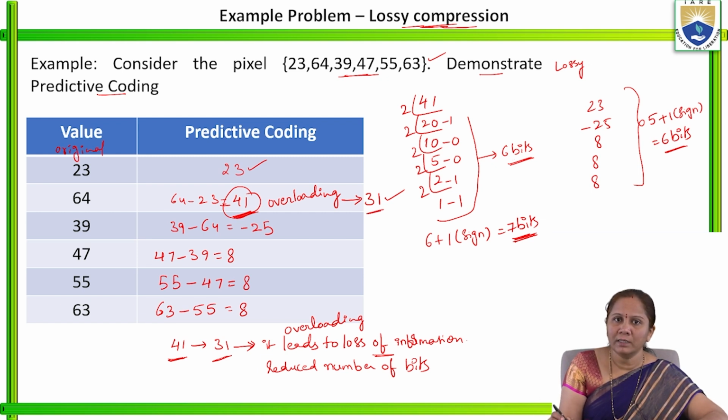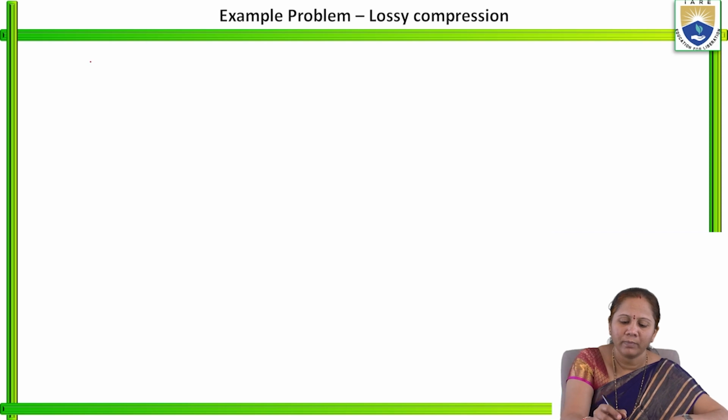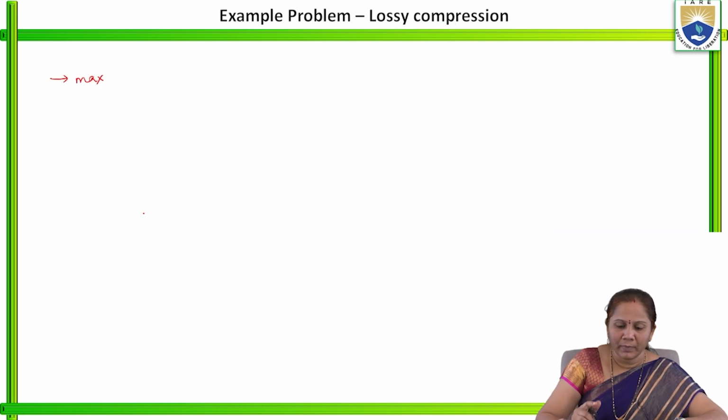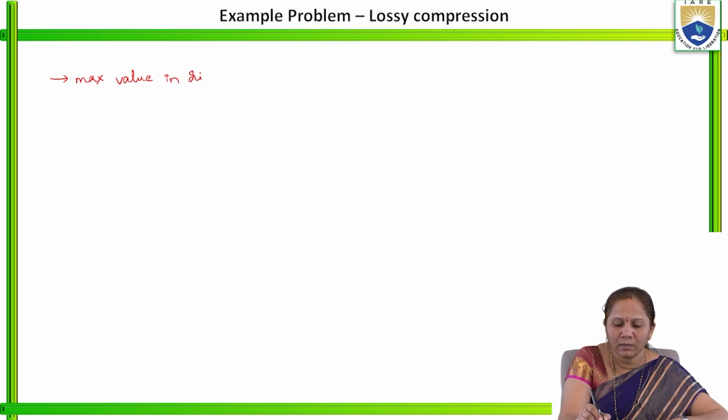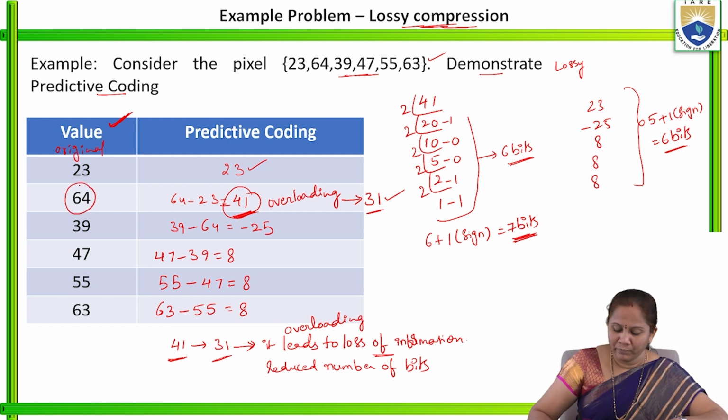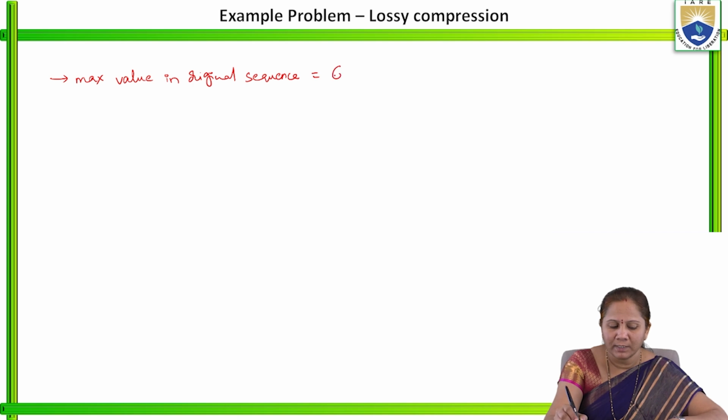Now let us calculate the number of bits. First we see the original value. What is the maximum value in the original sequence? We can see that out of all these pixel values, the maximum value is 64.